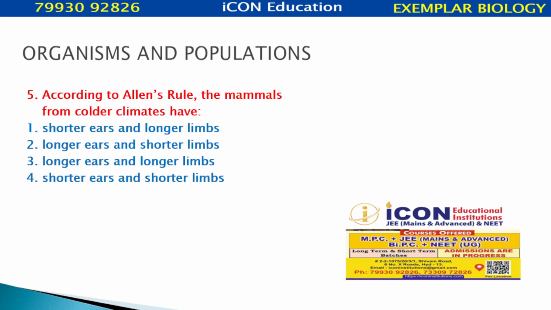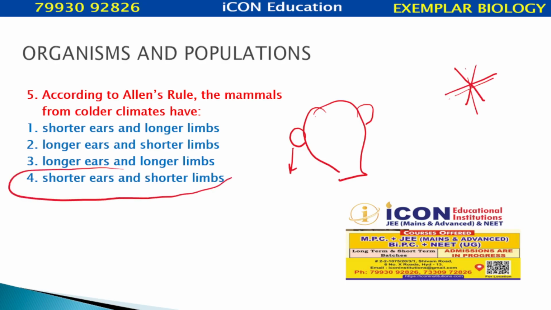According to Allen's rule, the mammals from colder climates... Allen's rule, Jordan's rule, Gloger's rule, Bergmann, Van 't Hoff, everything is removed from the syllabus. According to Allen's rule, in colder climates the extremities like ears, tail, snout should be very short, so as not to lose heat from the body. So, where do you find that answer? Shorter ears and shorter limbs, not to lose the heat from the body.